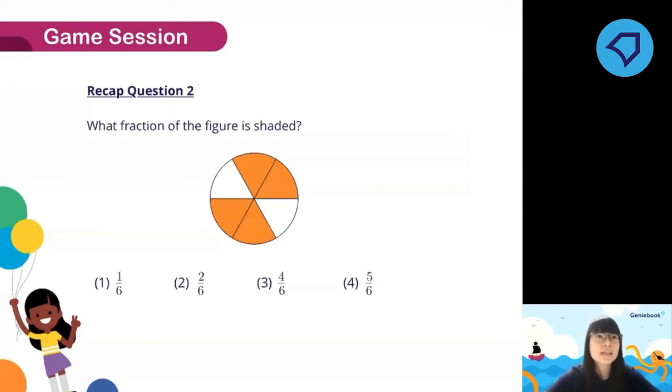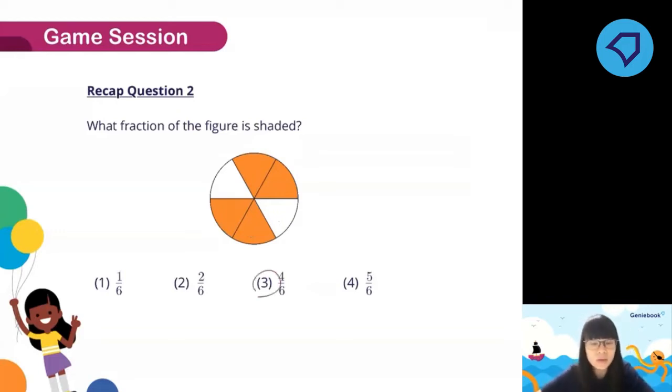And time's up. Excellent job. Majority of you got the correct answer. So again, what fraction of the figure is shaded? So we have 1, 2, 3, 4, 5, 6. We cut this figure into 6 parts and we're going to count the orange color parts, right? We have 1, 2, 3, 4. So it is 4 out of 6. Yes, you guys are correct. So the answer should be option number 3.